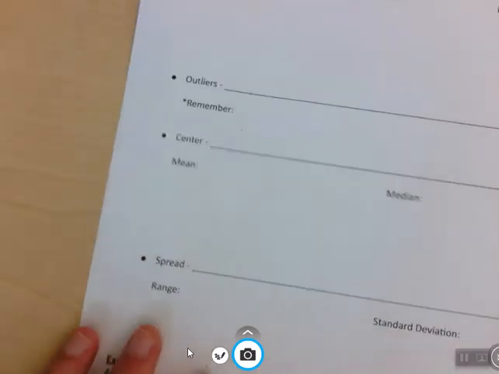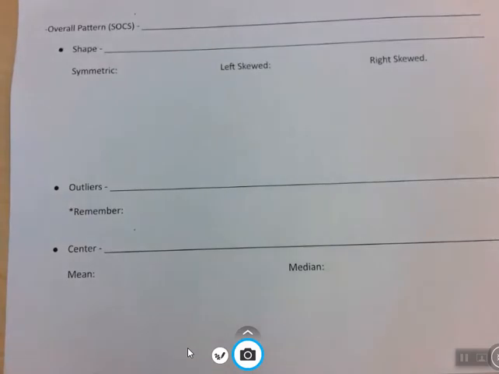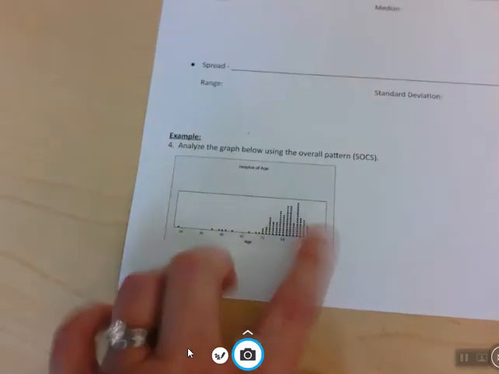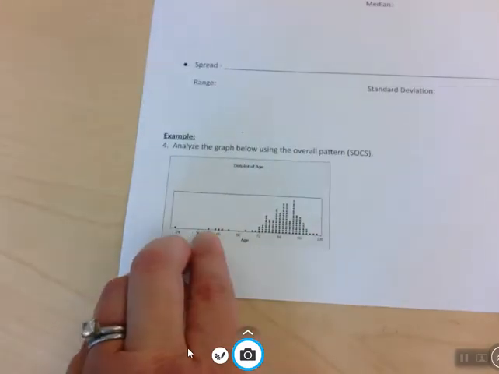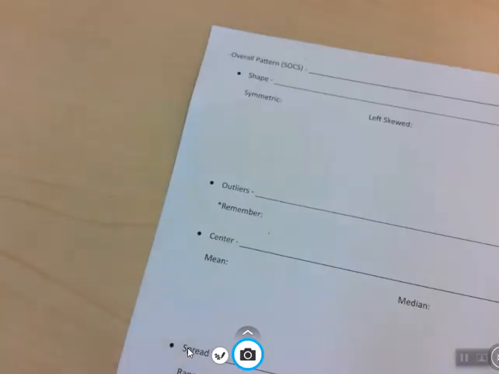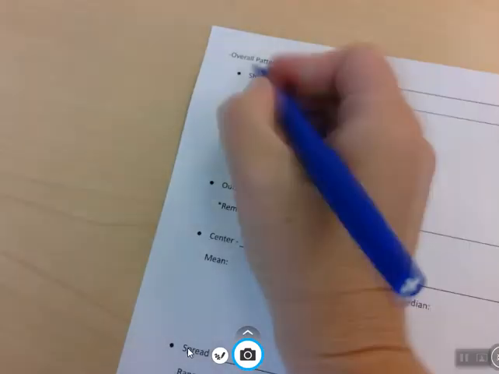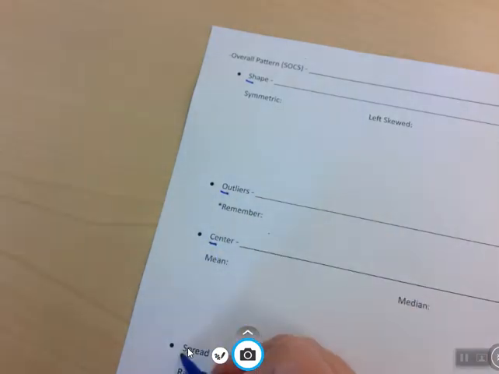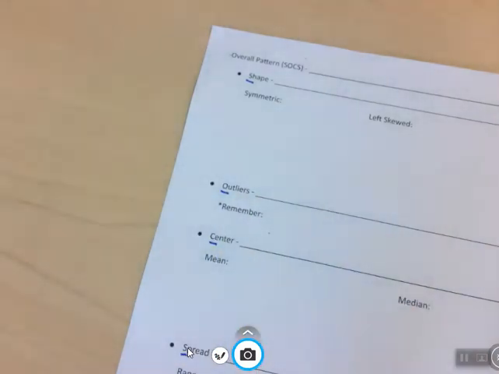Okay, when we have a histogram, we can describe the pattern with SOCS. Now, there's a histogram at the bottom of your page, right here. So this here can be described with something called SOCS. SOCS stands for shape, outlier, center, and spread. You cannot describe all graphs with SOCS.